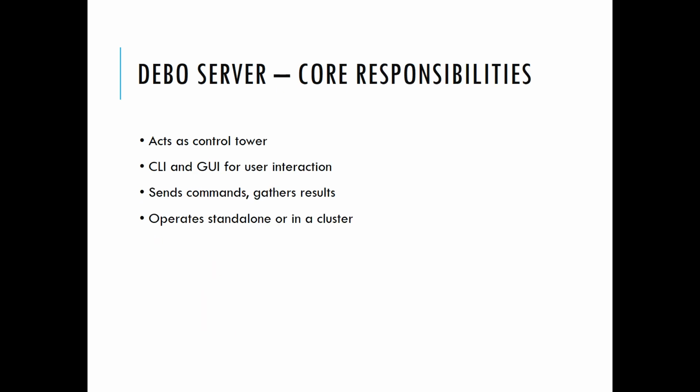The Debo server plays a central role. It serves as the control tower, sending out commands, gathering results, and updating the user through a command line or graphical interface. What makes it unique is its ability to operate completely standalone. You can install it on a single machine and use it to manage local services without needing a cluster. This versatility opens up a lot of use cases.